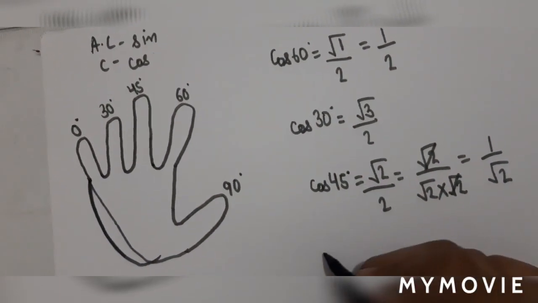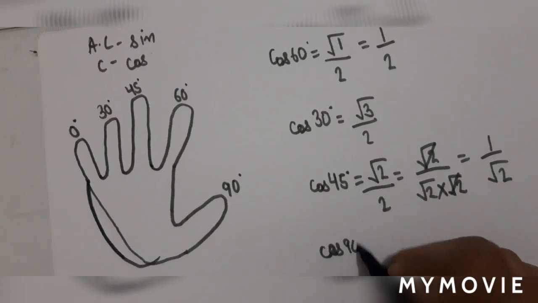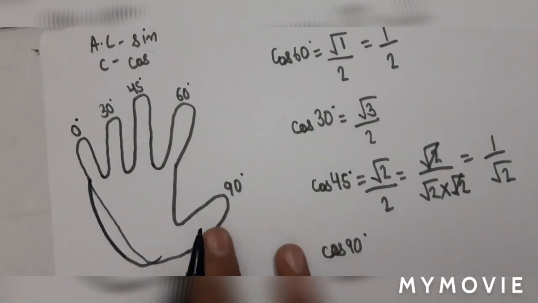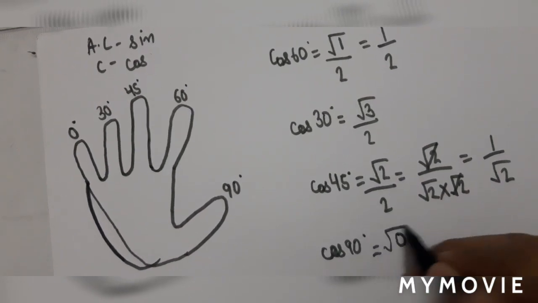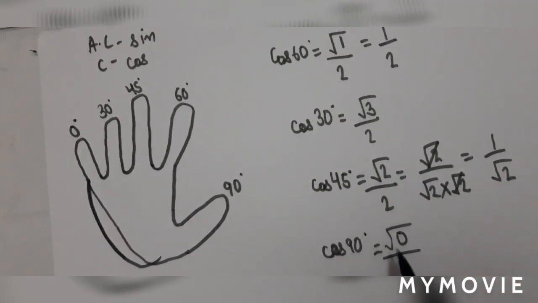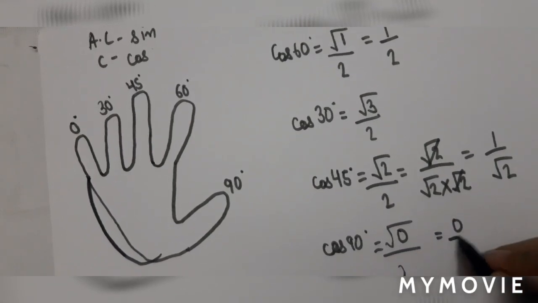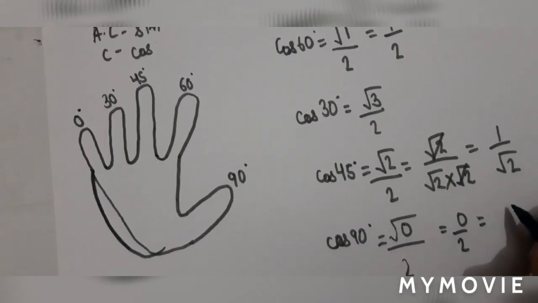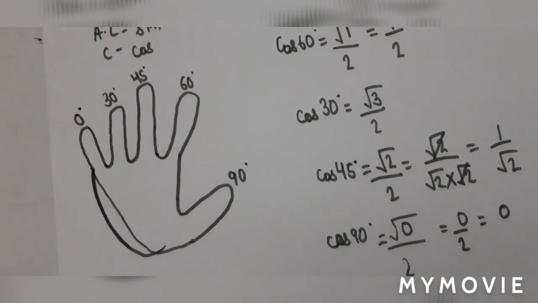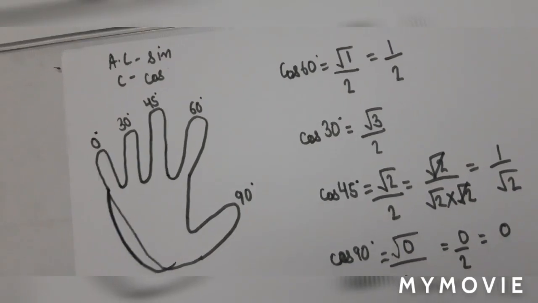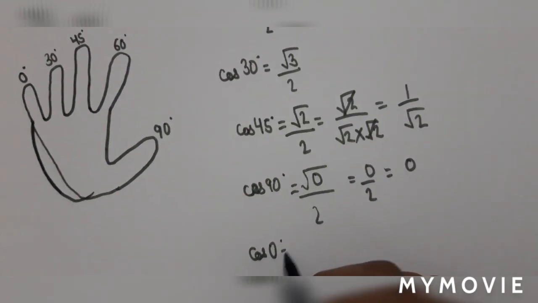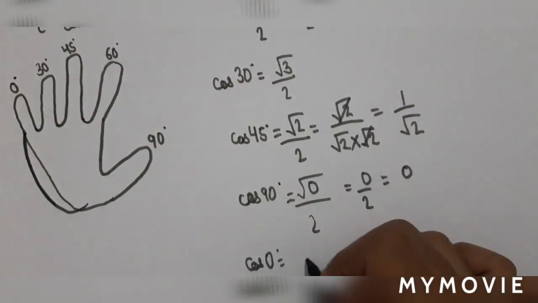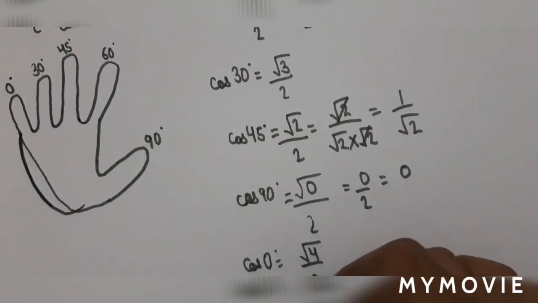So let's take one more example, cos 90. How many fingers are remaining after 90? No fingers. So take 0. Root 0 is 0 only, and divide it by 2. So root 0 is 0, and 0 by 2 is 0. So cos 90 value is 0. And let's take cos 0 value. How many are remaining? 4 fingers are remaining. So root 4 divided by 2.